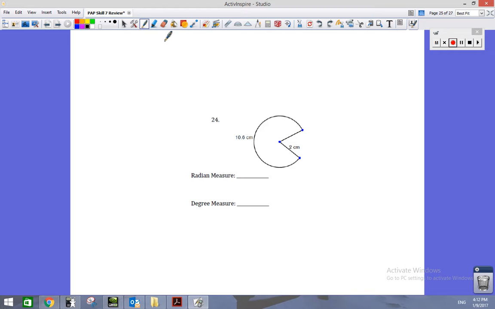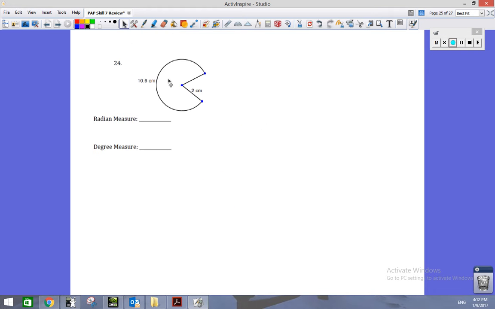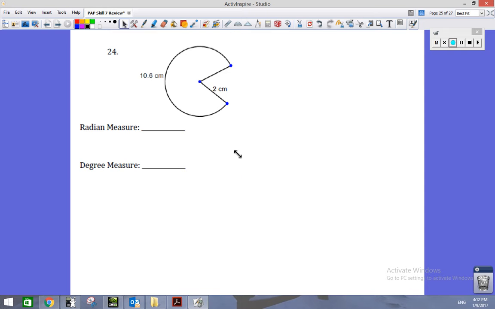Alright, let's take a look at this next one. What we're calculating is this angle, theta. Since the arc length is equal to r times theta, theta is equal to the arc length divided by the radius, and that gives me the angle measure in radians. This arc length is given as 10.6. The radius is given as 2.